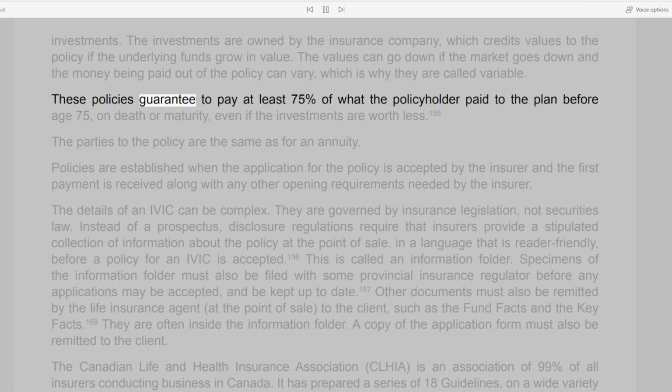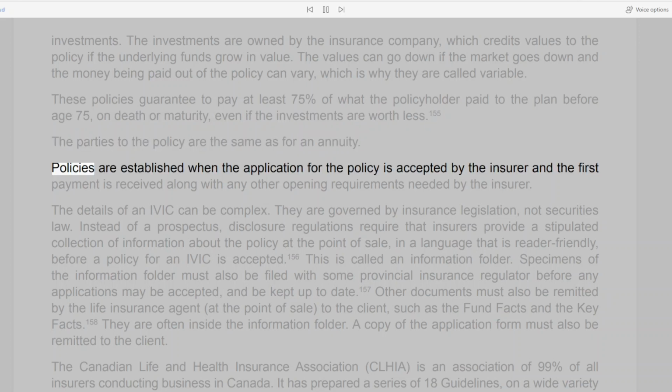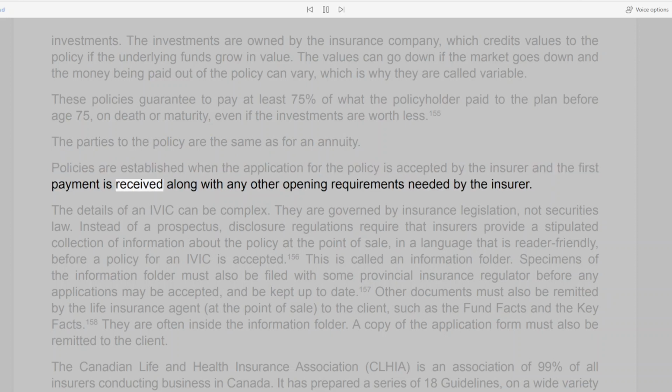These policies guarantee to pay at least 75% of what the policyholder paid to the plan before age 75, on death or maturity, even if the investments are worth less. 155. The parties to the policy are the same as for an annuity. Policies are established when the application for the policy is accepted by the insurer, and the first payment is received along with any other opening requirements needed by the insurer.